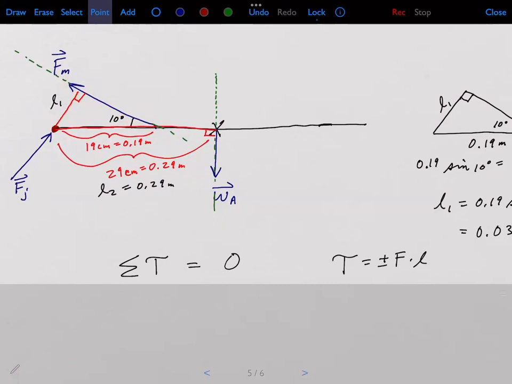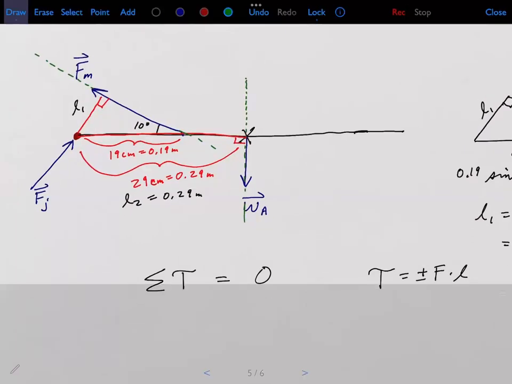Okay, now that we have the moment arms, oh, and by the way, there is one more. The joint force itself passes right through the axis of rotation. So the joint force has no moment arm, right? Its moment arm is 0. Okay, all right, so now I can do the sum of the torques.